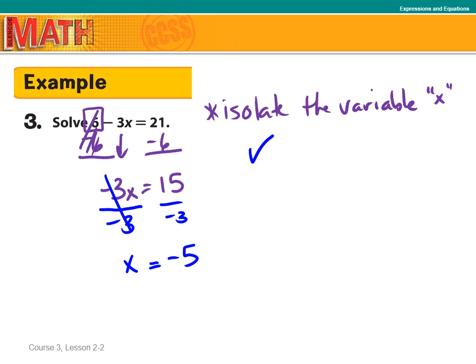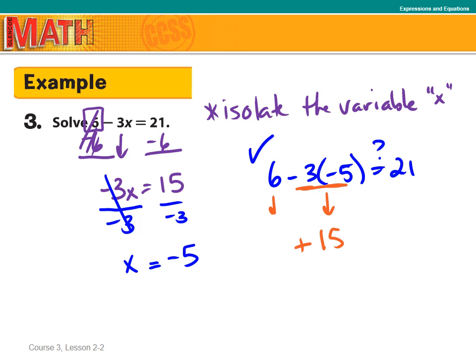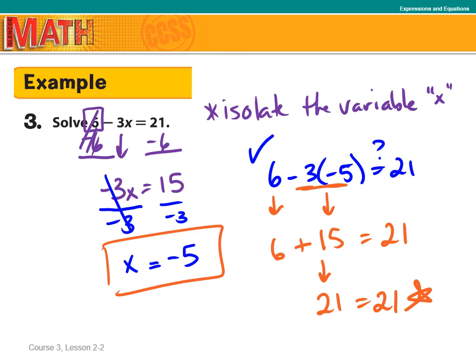So let's check this. If I take 6 minus 3 times negative 5, will that equal 21? Here we have negative 3 times negative 5, which becomes a positive 15. Bring down my 6. 6 plus 15 is equal to 21. 21 equals 21. So my answer is x is equal to negative 5.